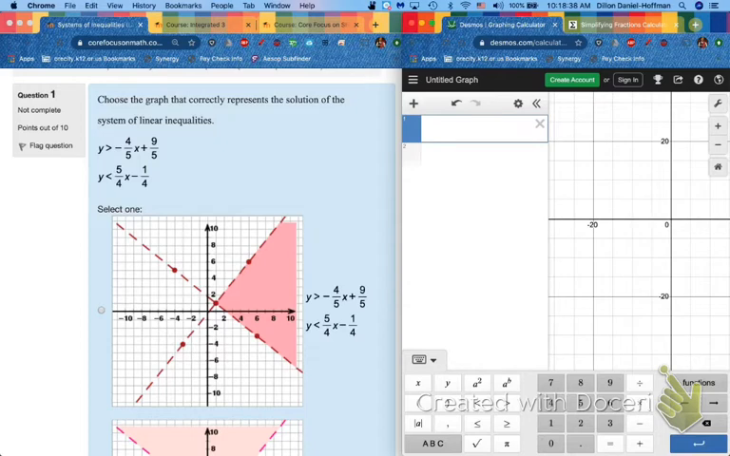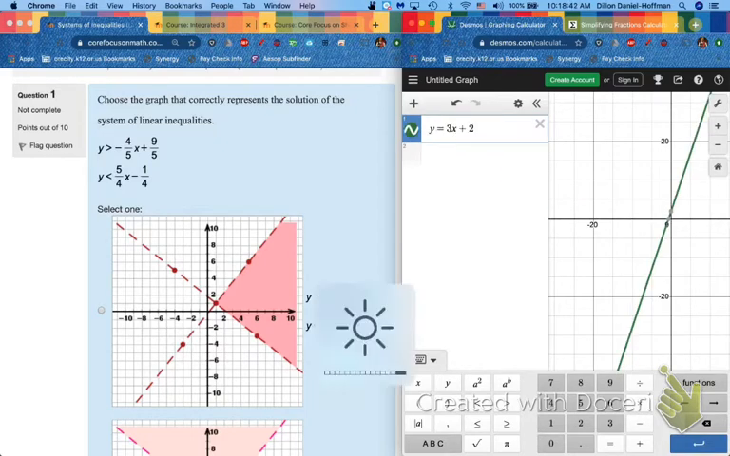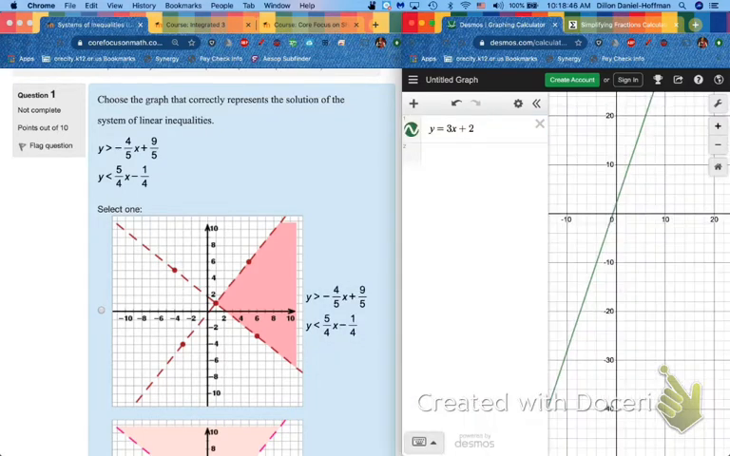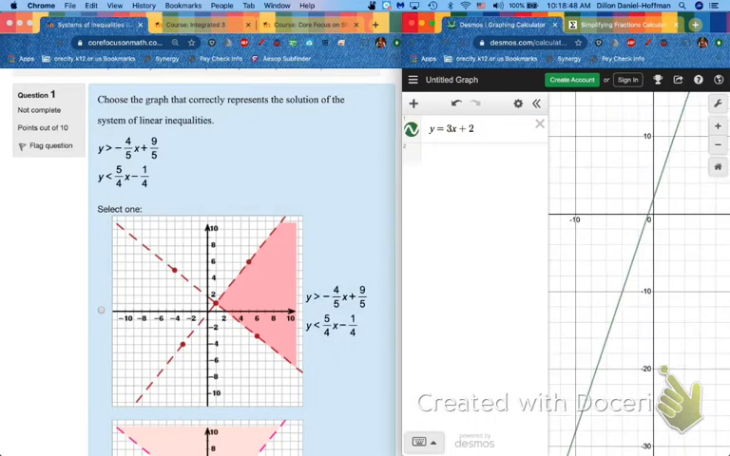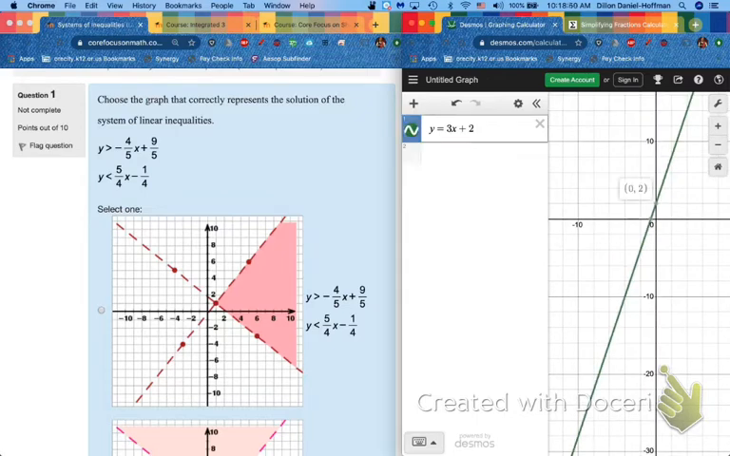So if I type in y equals 3x plus 2, there's my equation. Could even zoom in a little more to make it even more obvious. So this is a line with a positive slope of 3, meaning you go up 3, over 1, up 3, over 1, all the way up, crossing at the point 0, 2 for your y-intercept. That's why you have this plus 2.